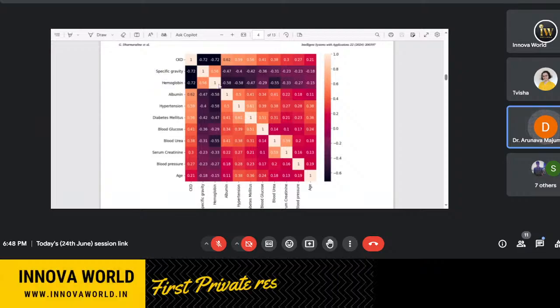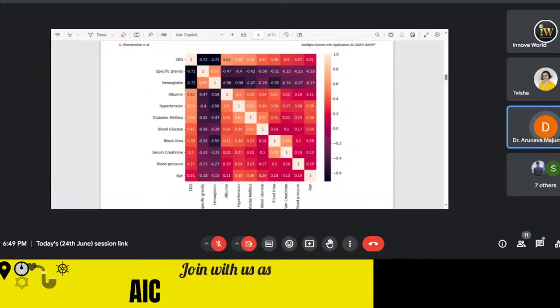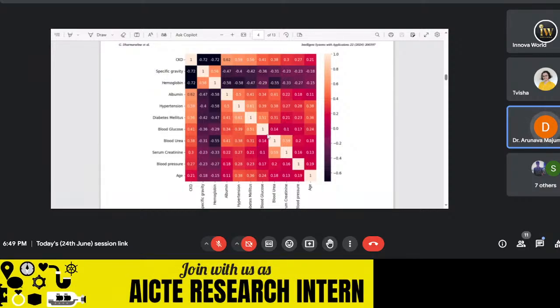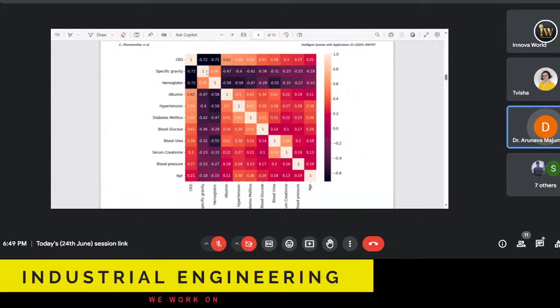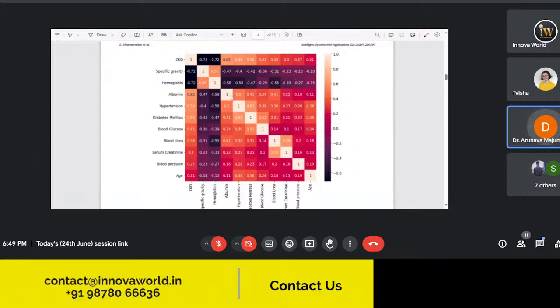Okay, we need to check which variables have the highest values, that is, near equal to -1 or near equal to +1. Values near -1 or +1 indicate very high correlation, and those variables should not be considered genuine. So you can see here the cream color, that is a very light color, exists only for variables.